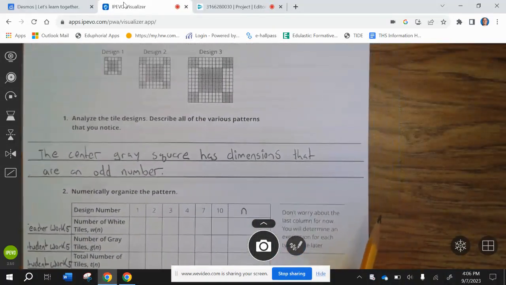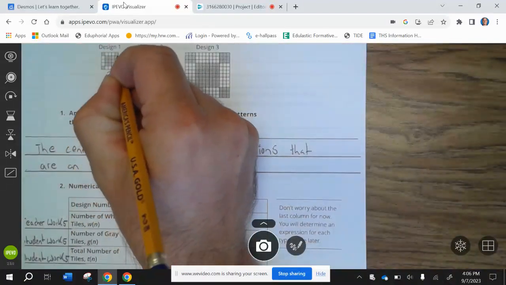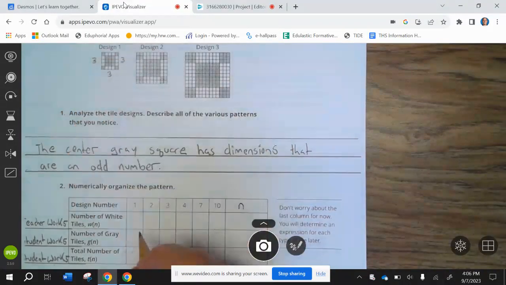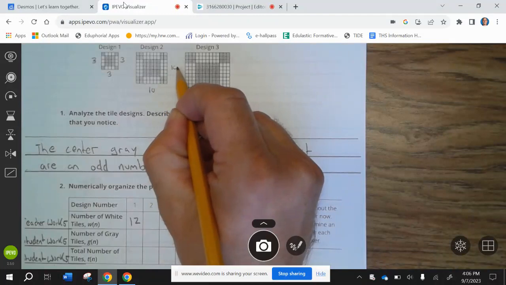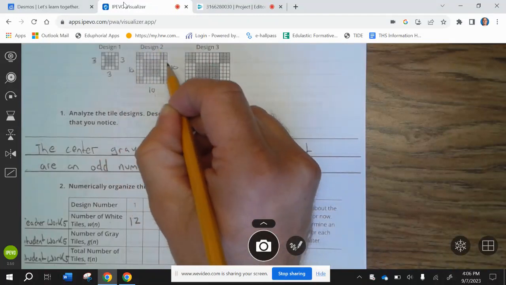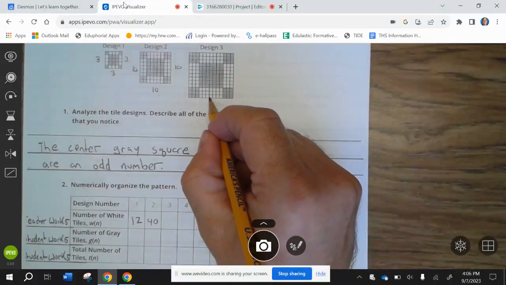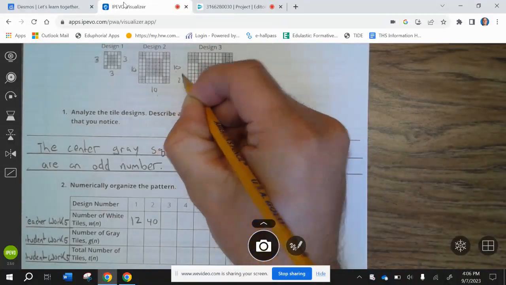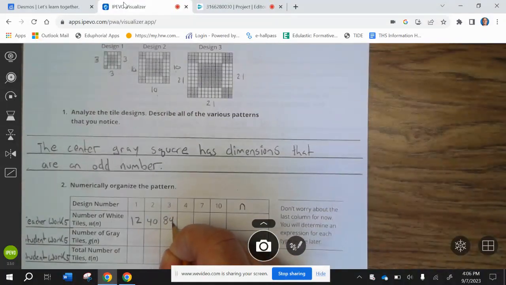So the white tiles are 3, 3, 3, and 3. So 3, 6, 9, 12. And then here, this is 2, 4, 6, 8, 10. So this is 10, 10, 10, 10. So 10, 20, 30, 40. And then 3, 6, 9, 12, 15, 18, 21. So this is 21, 21, 21, 21. So then that's a total of 84. Now, to find 4, 7, 10, we need to find the equation.